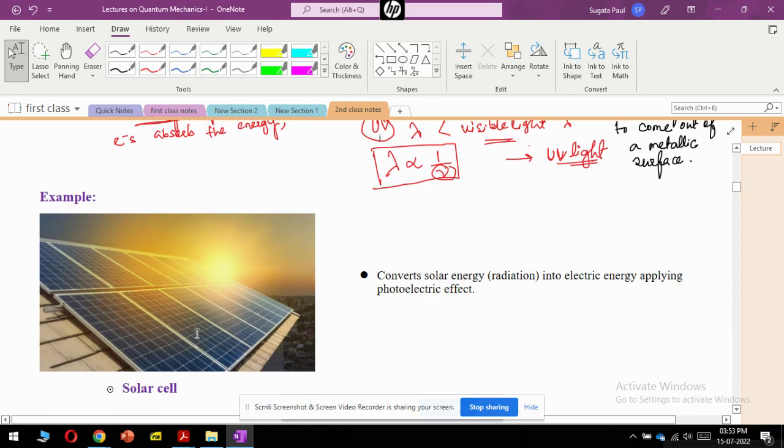And the simplest example that we can see in everyday life, or at least an application of the photoelectric effect, would be the solar cells. So in solar cells they have these metallic plates on which the solar energy, or the radiation from the sun, falls, and it absorbs that solar energy, gets energetic, and produces photoelectrons. And we know photoelectrons producing means electrons, which means actually a current. So current production. So what it does is that it absorbs the solar energy, and converts that energy into electric energy.